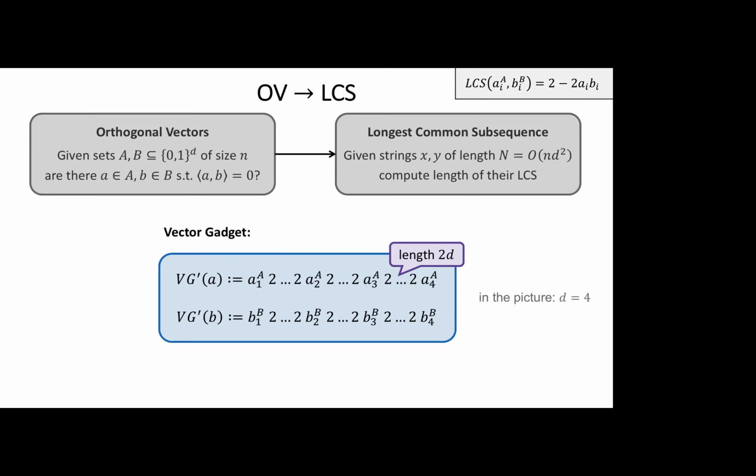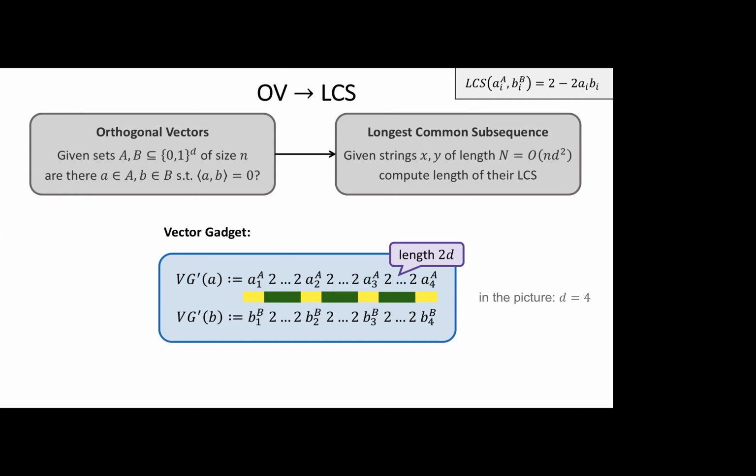Okay, now what I want to claim is that an optimal longest common subsequence of these two strings has to match all the 2s, and in between, in some locally optimal way, matches these coordinate gadgets. Right?